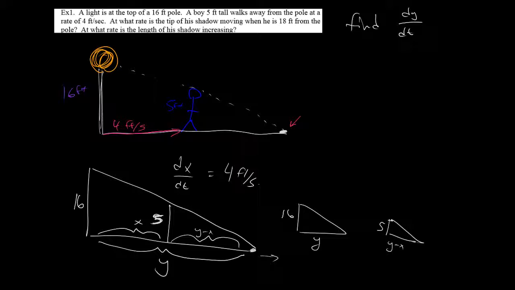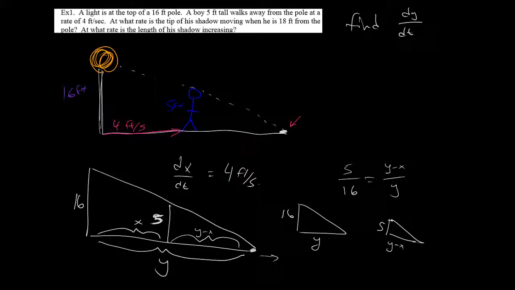Well, 16 is related to 5, and our y is related to our y minus x. Actually, I set that up wrong. I'm sorry. I am going crazy. Our 16 and our 5 are related, so that means our y and our y minus x are being related. So we want to know how this kind of works out.